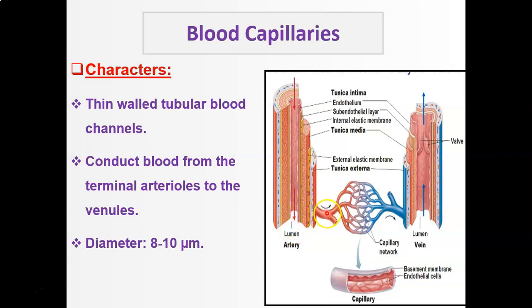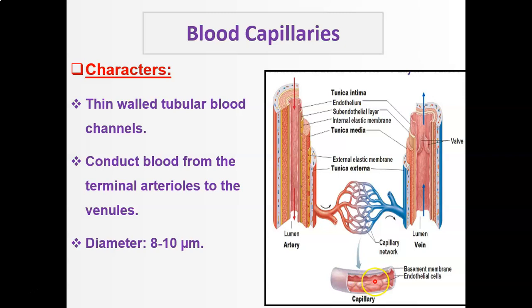It will pass to the arteriole and then to the capillary network, then back to the venule and back to the vein, which here contains the valves. As you see here, the veins contain valves in their wall. This is the wall of the capillary.